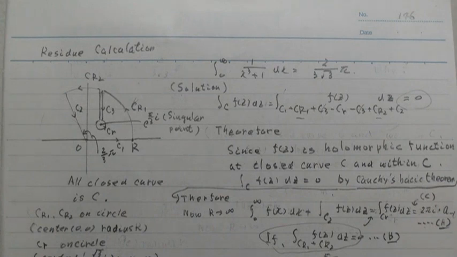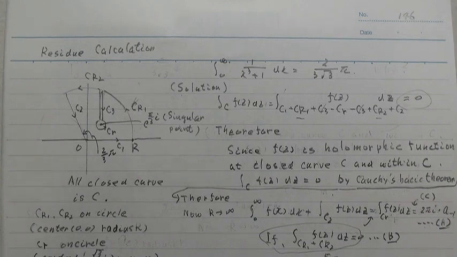Number 166, residue calculation. The integral from 0 to infinity of 1 over x cubed plus 1 dx equals 2 over 3 times root 3 times pi. Why?